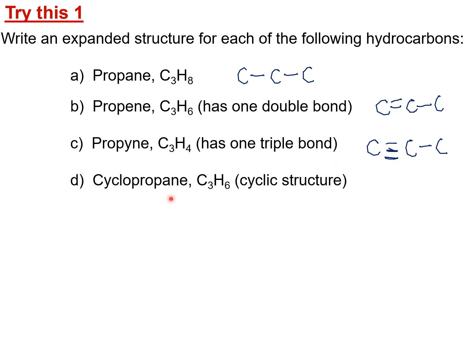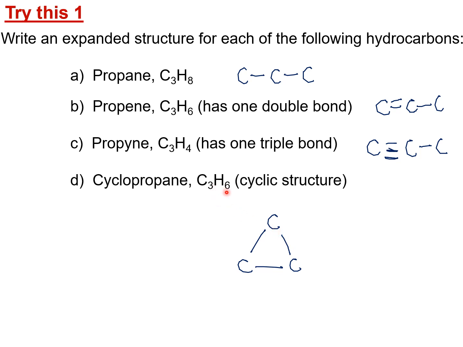Kalau cyclopropane, how? Okay, how to draw an expanded structure for cyclic structure? So, contohnya in this case, dia ada 3 carbon. So, kalau 3 carbon, bentuk cyclic tu akan jadi bentuk segitiga. 1, 2, 3. Okay? Macam tu. Kalau cyclic macam tu, you remember, kalau let's say dia ada 4 carbon bentuk segi 4. Ada 5 bentuk segi 5, segi 6, segi 7, 8, 9 and so on. So kalau 3 bentuk segi 3.